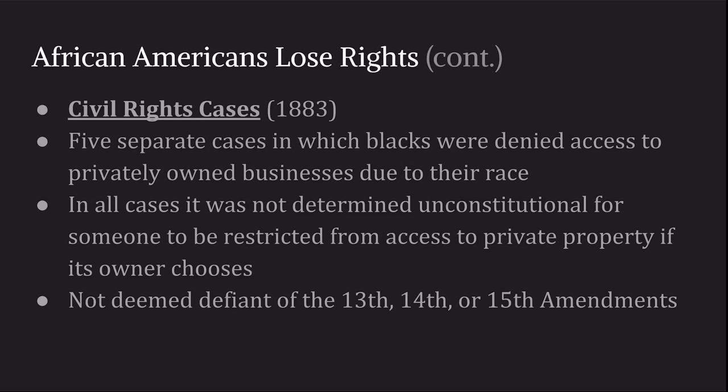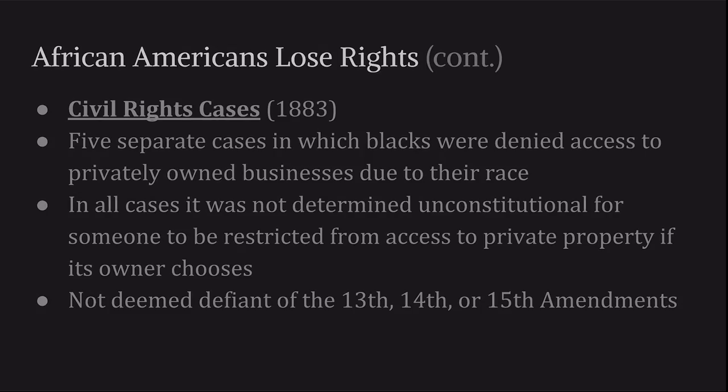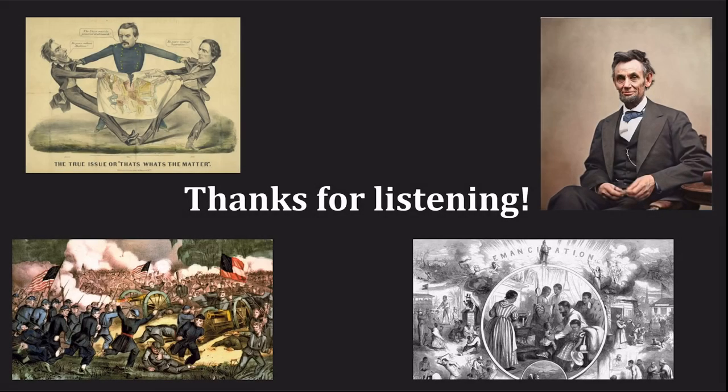Then the Civil Rights Cases in 1883 were five different cases, and in all of them blacks were denied access to businesses or privately owned establishments that were still open to the public. It was not determined unconstitutional because they said that people could prevent whoever they wanted from accessing their private property, and it was not deemed to go against any of the new amendments. That's all in this unit.